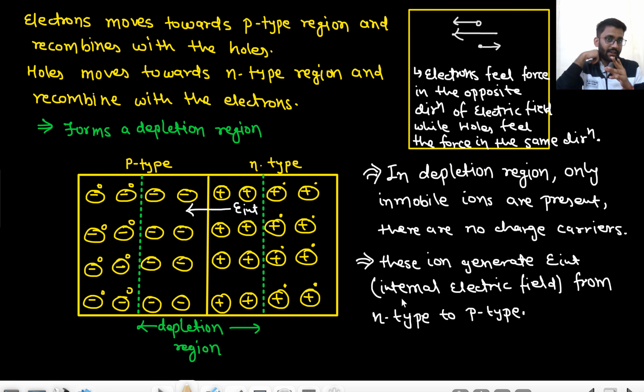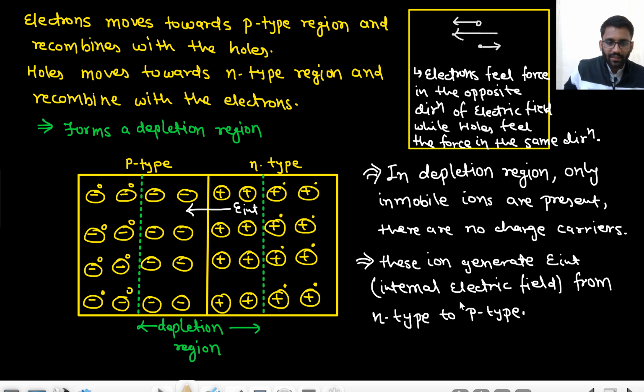Because of this electric field, the electrons feel force in the opposite direction of the electric field and stay in the n-type region only, and these holes will feel force in the same direction of the electric field and will stay in the p-type region only. So this is the reason this p-n junction doesn't allow any current to flow when it is unbiased. Are you getting my point? Okay.